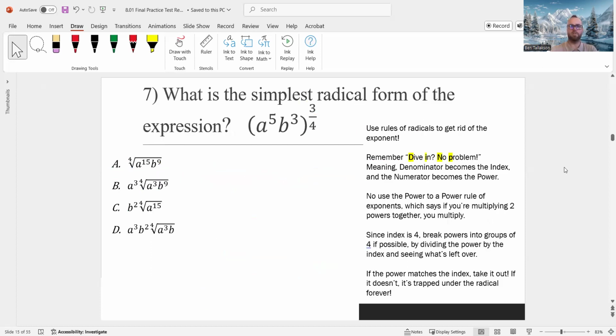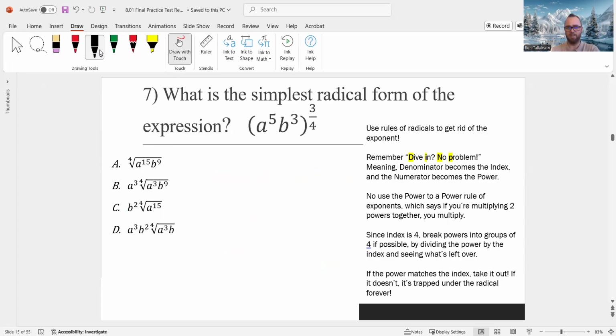Number 7, what's the simplest radical form of the expression? I stress that because so many students forget to fully simplify, or maybe they just don't remember how. There are helpful tips for you on the right side. Read through them, use them. They're there to help you.